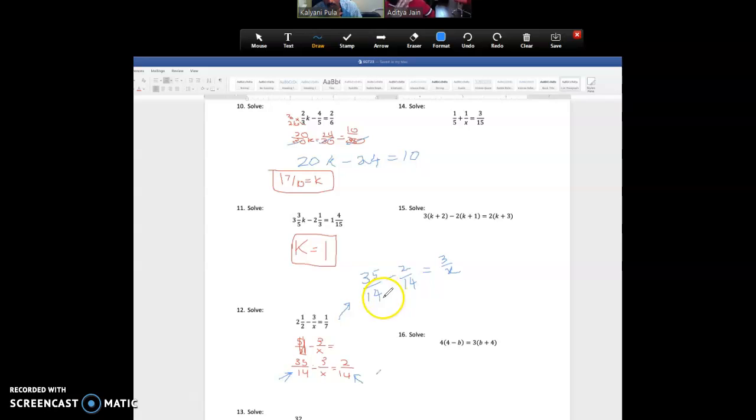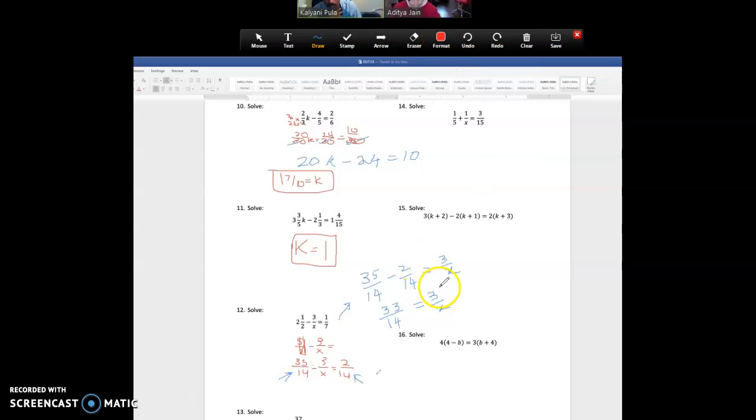Right? So now since you have the same denominator here, you keep the one denominator there, which is 14. So 35 take away 2, which is 33, equal 3 over x. So one way you can do this one, you can do cross multiplication and then divide it, or since you see this both sides, you have a 33 and 3, you can reduce by 3 there.